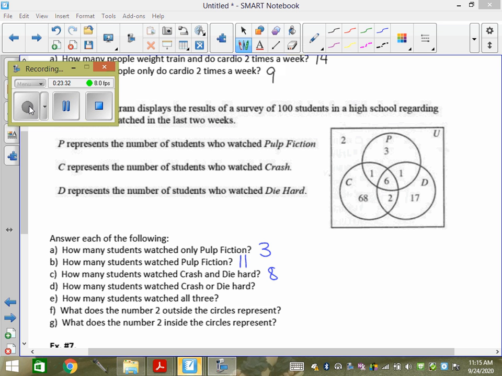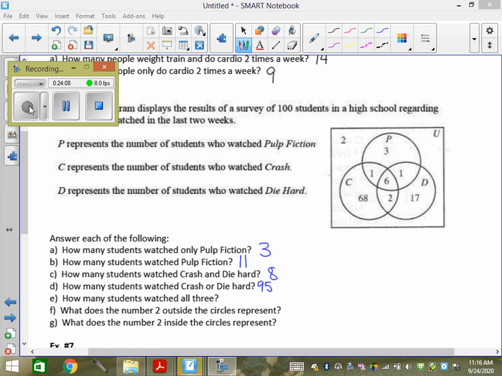How many students watched Crash or Die Hard? I got 94. We're going to add up 68, 70, 87, 88, 89, 94. Did I mess up? Final answer is 68, 70, 95. 87, 88, 89, 95. Yes, there we go. My first time adding was not strong. Okay.